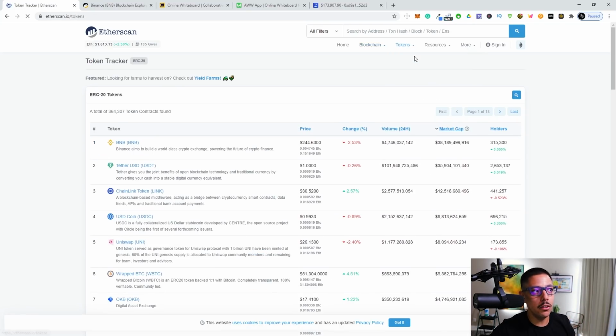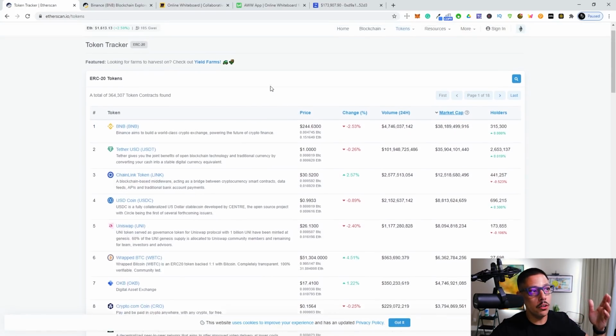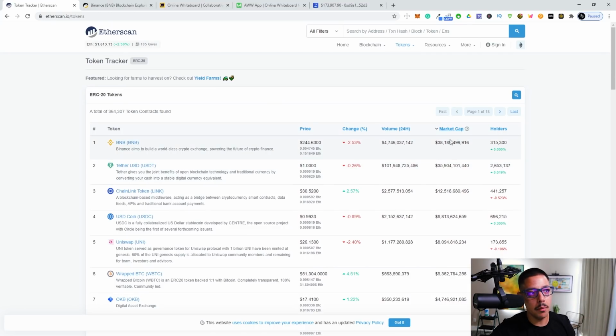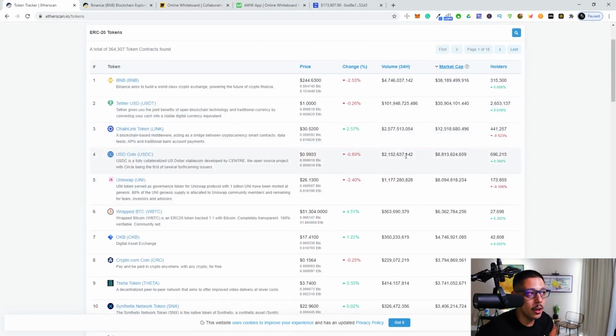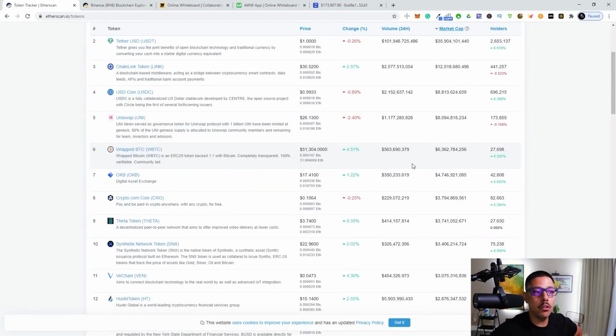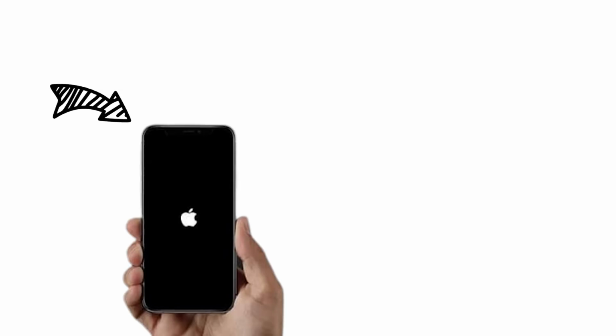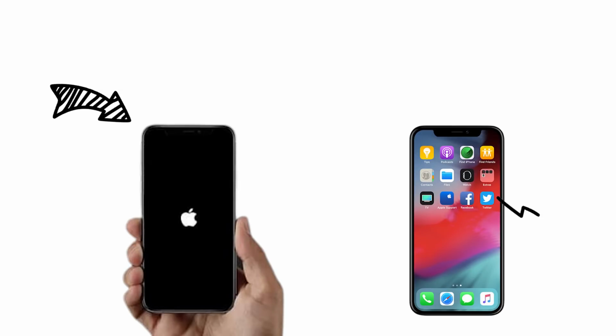So if we look at the top ERC20 tokens, you can see the ERC20 tokens with the highest market cap, right? You can see right here. What are the most valuable ERC20 tokens? If you don't understand what ERC20 is, it's basically Ethereum-based tokens, the same technology as Ethereum, the apps on Ethereum. Think of Ethereum like Apple, and then ERC20 are like the apps on your phone, like the Apple apps, right?